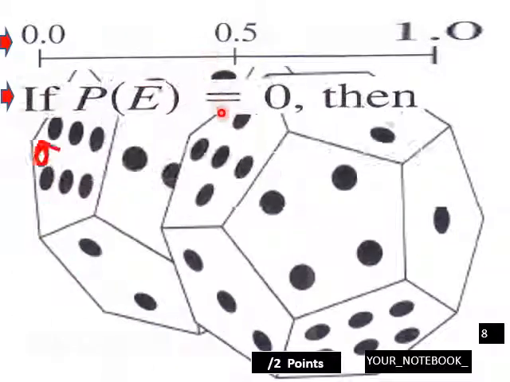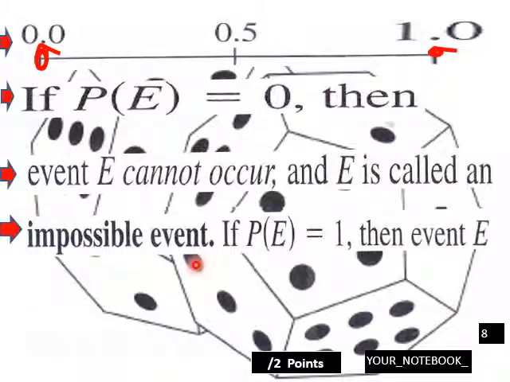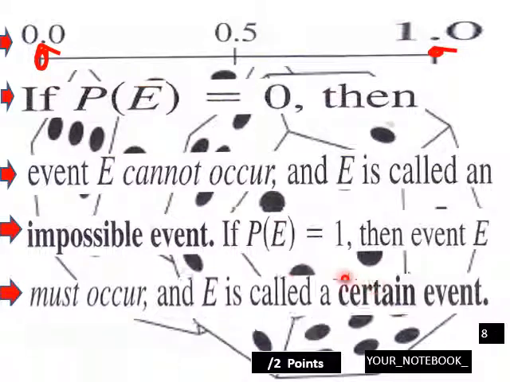So again, here's our scale. If the probability of E equals 0, that would be your mark there on that scale. If P(E) equals 0, then event E cannot occur, and E is called an impossible event. If the probability of E equals 1, like here, way up there, then event E must occur, and E is called a certain event. So if it's 1.0, it would be a certain event.